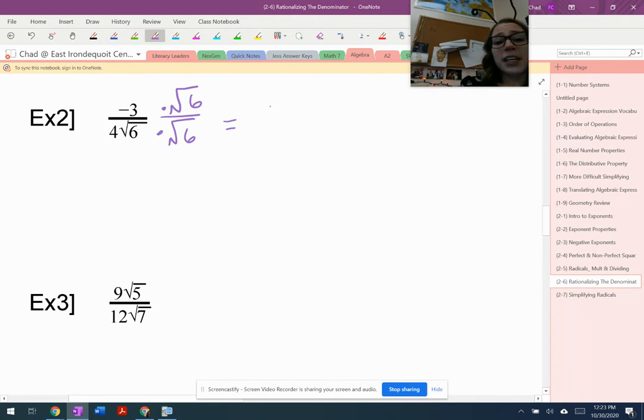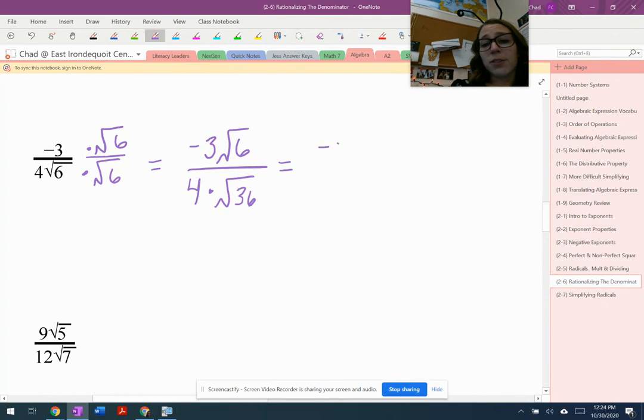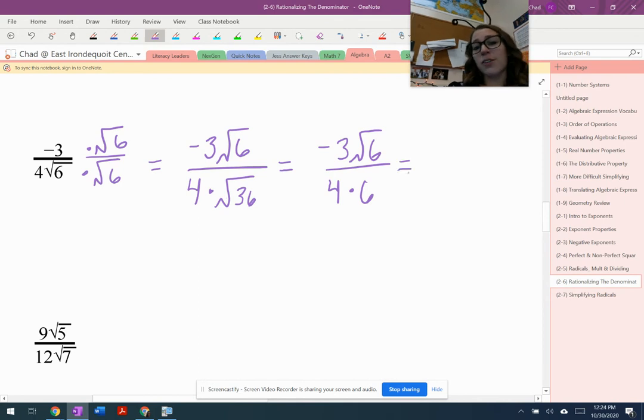-3 times the square root of 6, again, that's just -3 square roots of 6 divided by. Now here on the bottom, that 4 is being multiplied by the square root of 6. So that 4 stays on the outside being multiplied. The square root of 6 times the square root of 6 is just the square root of 36, which then simplifies to, excuse me, I just had lunch. The square root of 36 is 6, so again, we still have that multiplication going on, so finish that off with one last step by multiplying the 4 times 6, getting -3 square roots of 6 over 24.